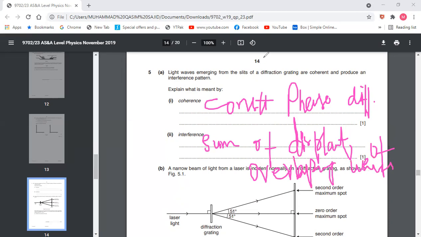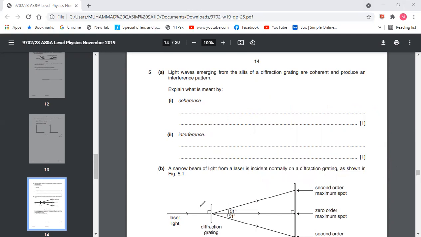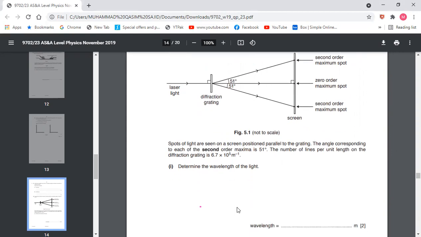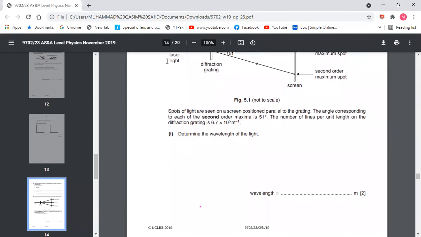Now for question number 2, these are basically narrow beams of second order, zero order, maximum second order and minimum second order. And this must be a laser light. This is a diffraction grating having angle 51 degree, and the diffraction grating has 6.7 into 10 to the power 5 per meter. Determine the wavelength of light.